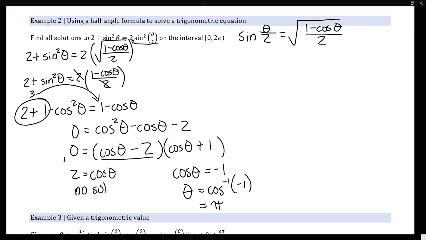So that's it. We use the half angle formula to turn into just sine, in this case, 1 minus cosine theta, and then we use what we learned in lesson 1 to solve the rest of the equation.